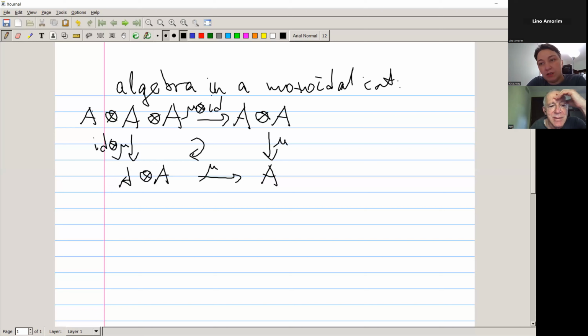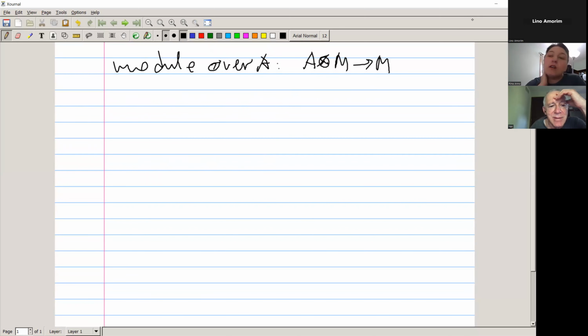And then one can define modules over an algebra by having a map from A tensor M to M in your monoidal category, also satisfying certain commutative diagrams. Today I'm going to talk about how one can introduce an A-infinity algebra object and A-infinity module structure in a monoidal DG category. First, I would like to explain where this came from, what we need it for, and how the necessity of this construction came about.